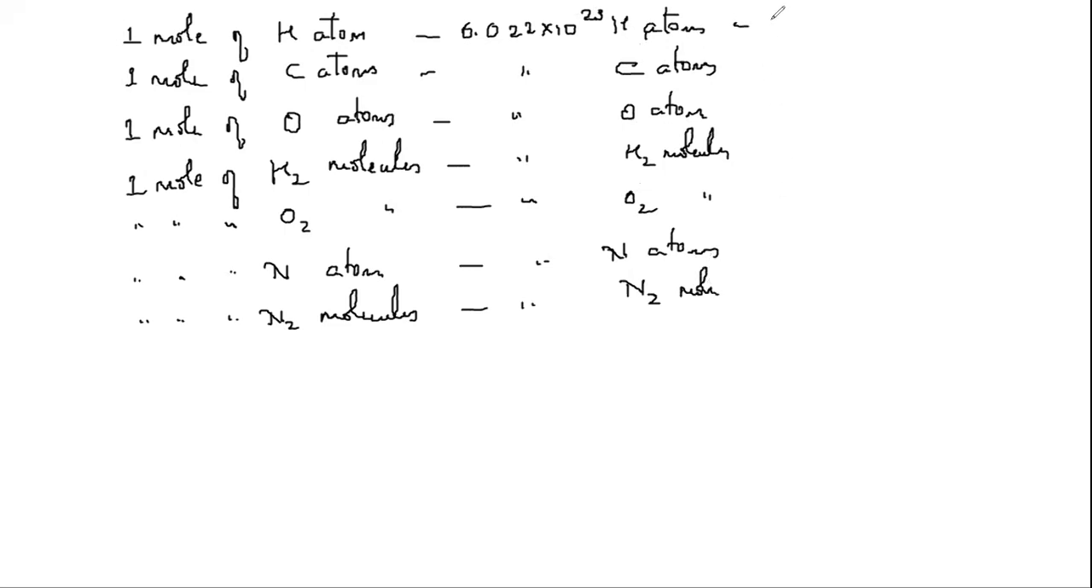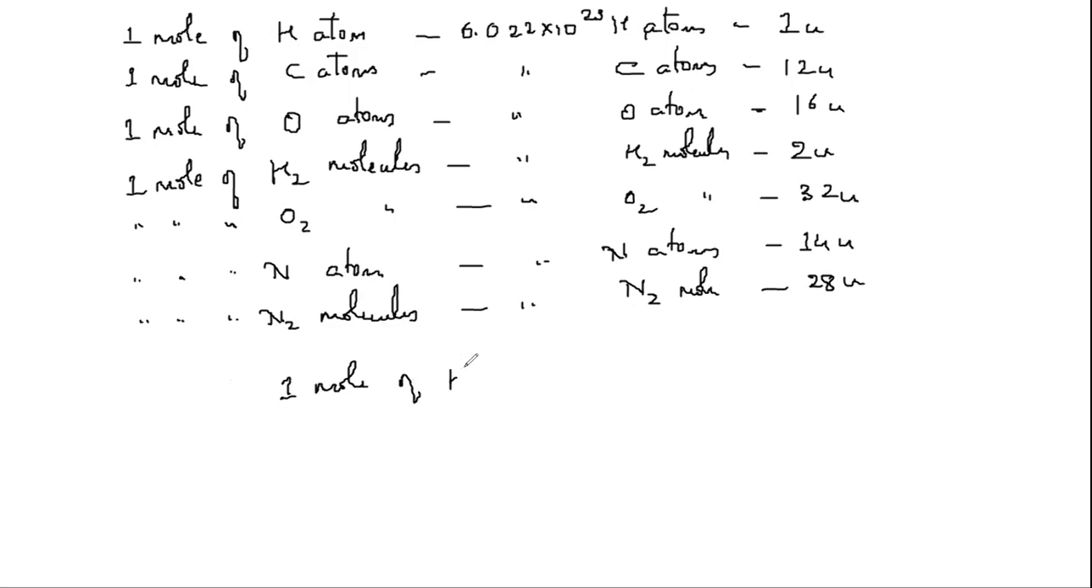What about the mass? Hydrogen atom will be 1 unit. Carbon, 12 unified mass. Oxygen, 16 unified mass. Hydrogen molecule, 2 unified mass. Oxygen molecule, O2, so 16 into 2, 32 unified mass. Nitrogen atom, 14 unified mass. Nitrogen molecule, 28 unified mass. Similarly, 1 mole of water will have 6.022 into 10 raised to 23 H2O molecules, and its mass will be equal to 18 grams. Sorry, 18 U. Understand? So this is nothing but the mole concept.